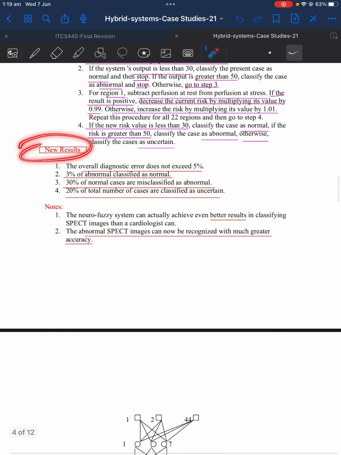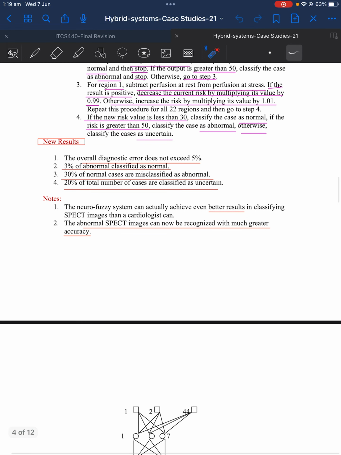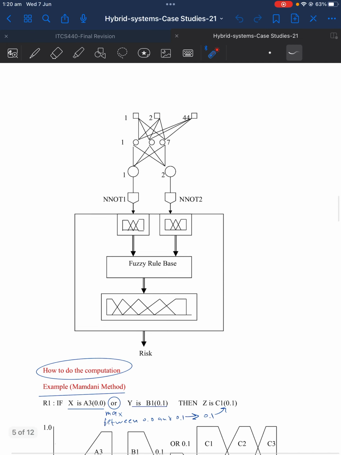So the new result came back that the overall diagnosis error does not exceed 5%. 3% were abnormal classified as normal, 30% normal classified as abnormal, and 20% of total cases were classified as uncertain. So we can see that the neurofuzzy system actually achieves better results in classifying the SPECT images than the cardiologist can. The abnormal SPECT images can now be recognized with much greater accuracy.